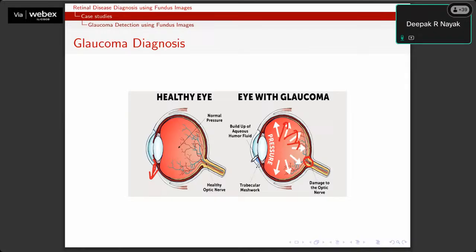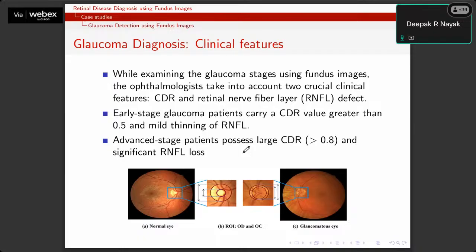That means the fluid normally drains out through this mesh-like structure known as trabecular meshwork, but it is sometimes blocked. Because of this, pressure builds up inside the eye, and that damages the optic nerve, which is connected to the brain, and sometimes the patients lose vision. This can be captured through the fundus camera, or the fundus images, which show the optic cup and optic disc.